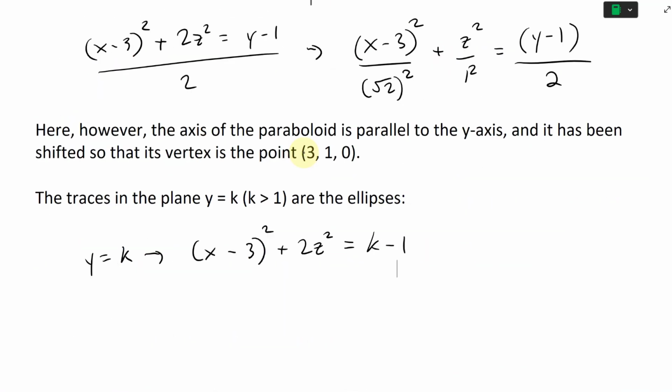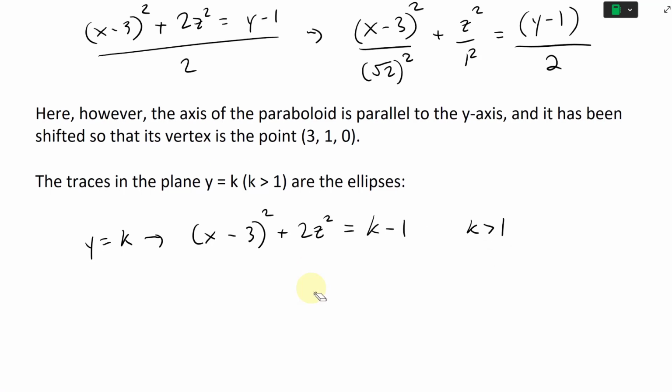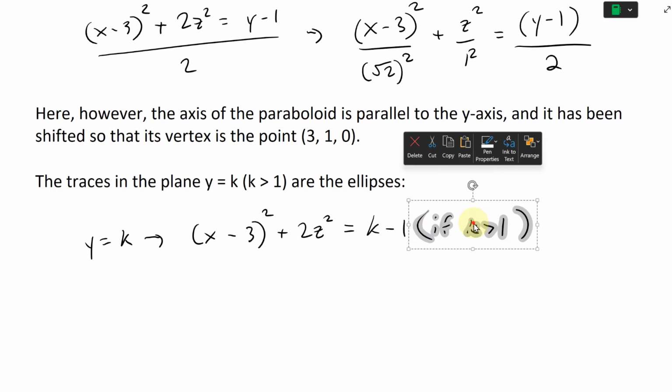Like that. And again, the only way we get ellipses is if this is positive, because then we get divided out. So then k is going to be greater than 1. K is greater than 1, so then, for example, 2 minus 1 is 1, 3 minus 1 is 2, etc. So k is greater than 1.